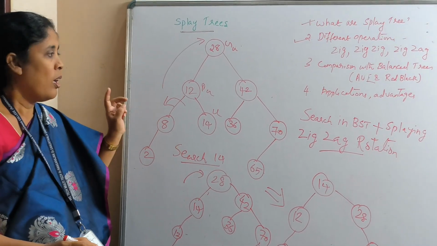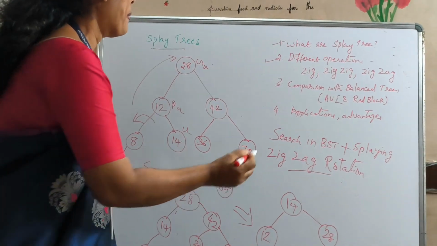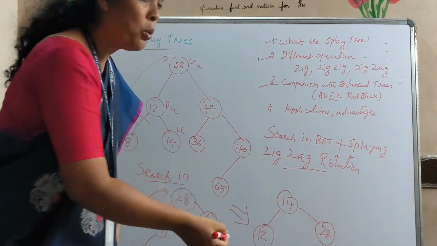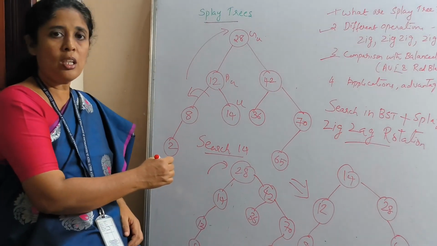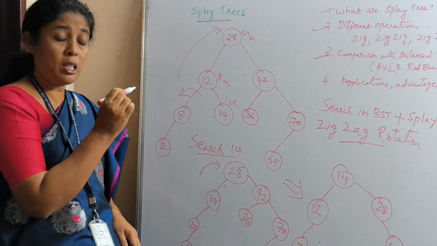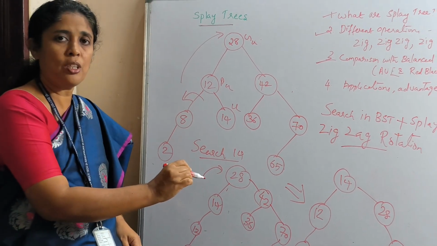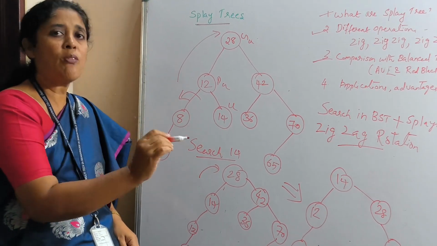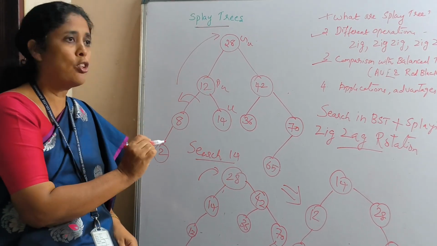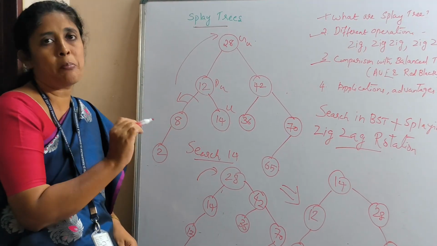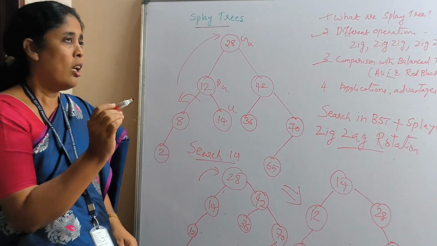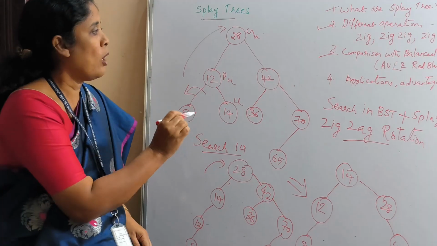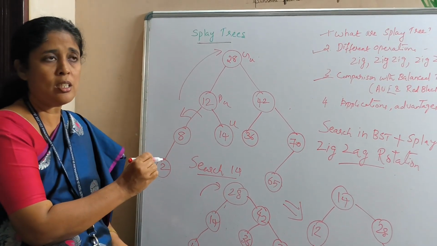Now, next thing is a comparison with balanced trees. As I said, when you compare with balanced trees, splay trees are not actually balanced trees. Balanced trees are AVL and red black trees only. Splay trees are not balanced binary search trees. So that is also over. Now coming to the applications and advantages.